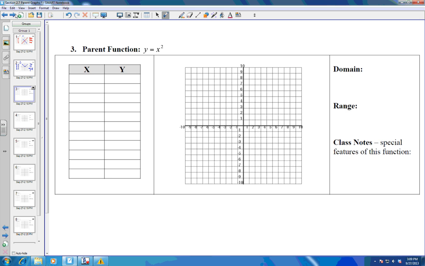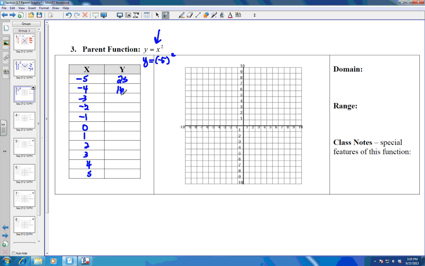All right, example 3, the parent function of y equals x squared. So again, we're going to fill in our numbers. Okay, this time when I plug these in, y equals negative 5 squared. That gives me a positive 25. I'm plugging it into this x right here. When I plug in negative 4, negative 4 quantity squared is positive 16.